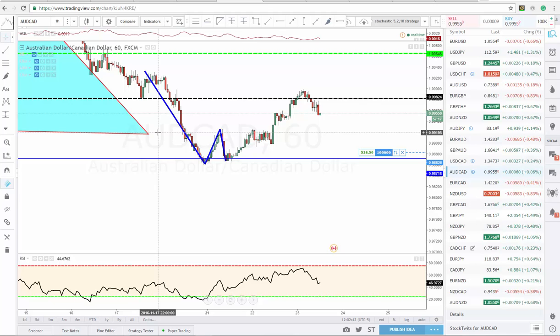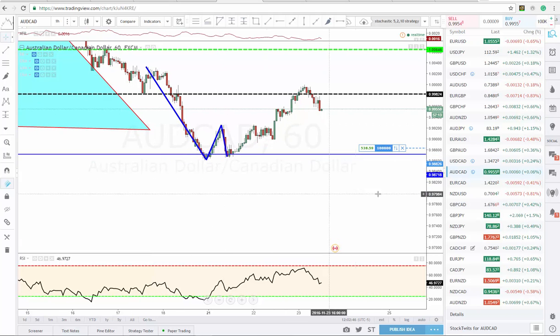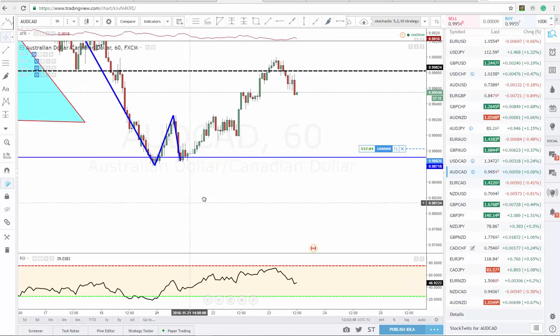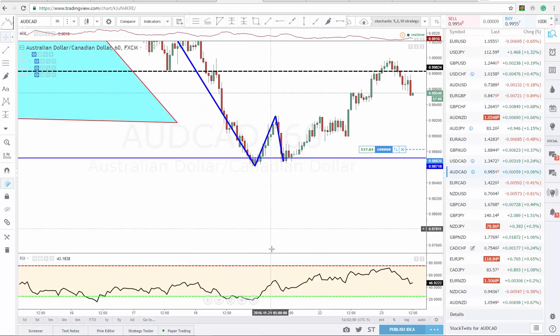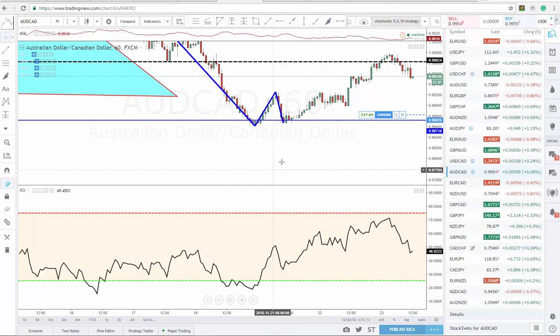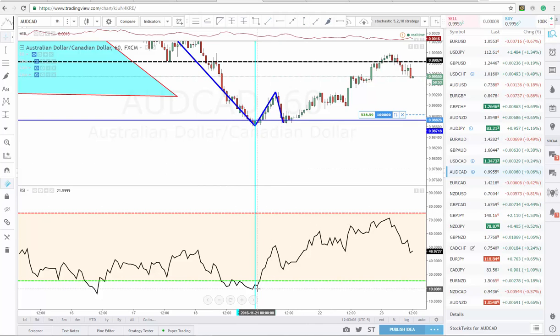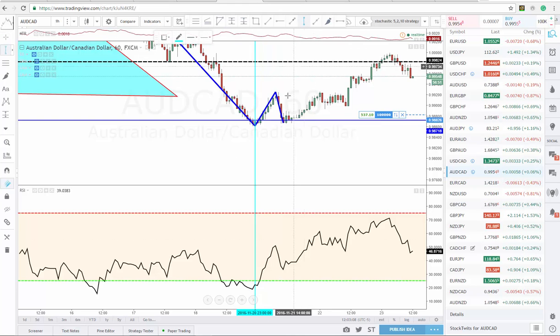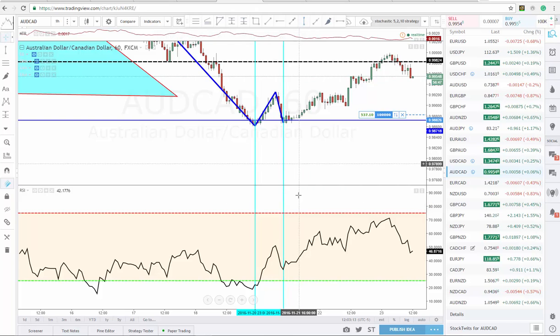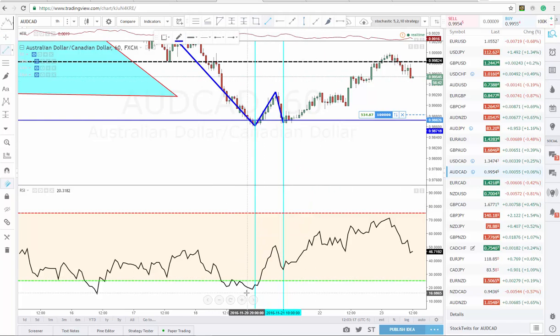An entry reason that I can use is a double bottom with bullish divergence on the RSI. So here we have our double bottom. If I bring up the RSI here, you can see that here we have a low, and if we go to our next low of this double bottom right here, we have a higher low. What that is, guys, is RSI divergence.